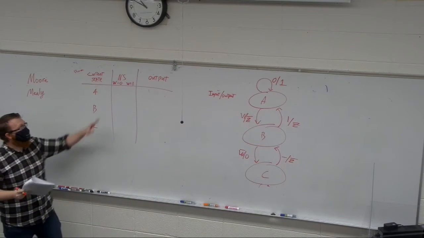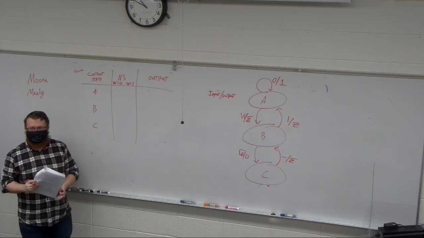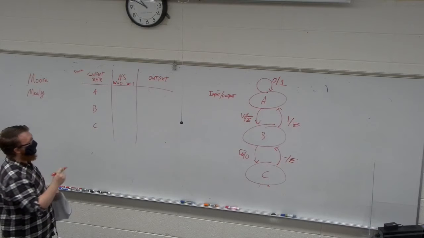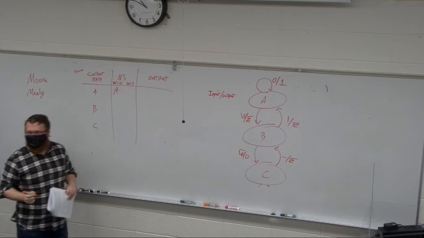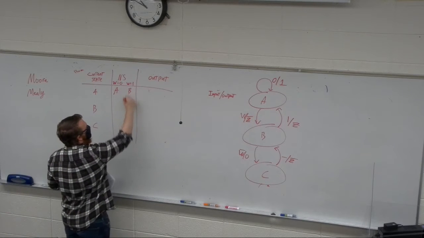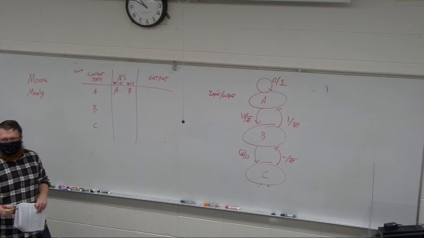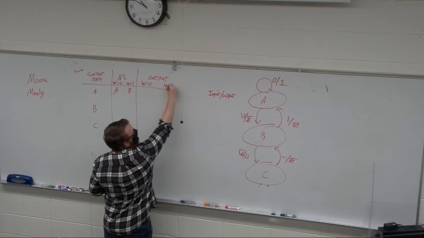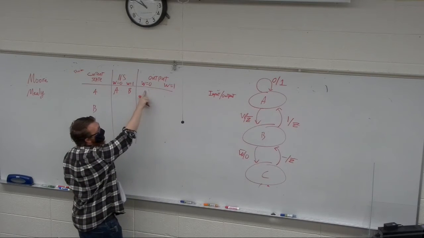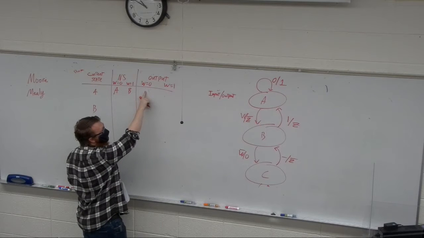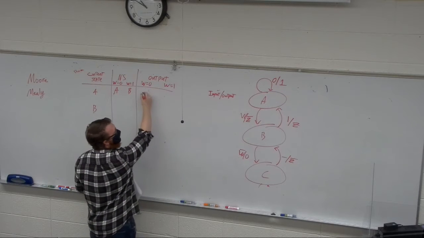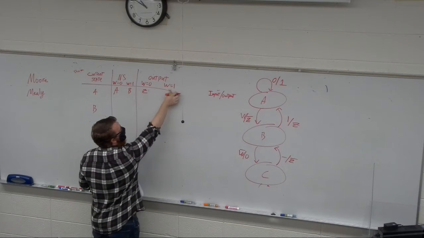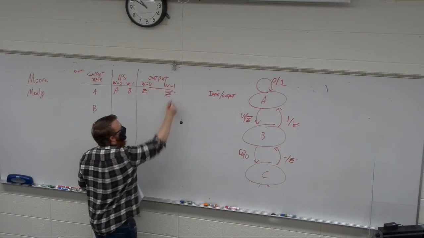Now I can decide what my next state is based on my input. If my input is 0, I just hang out in A. Otherwise, I go to B, right? What are my outputs? Well, if W is 0, I could say either 0 or Z. Let's use Z at the moment. So for 0, I get Z. For W equals 1, I get Z bar.